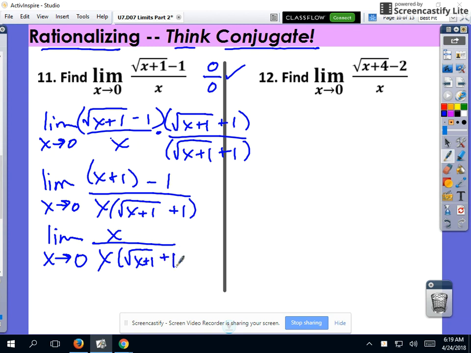Aha. Wait a minute. I think I see what's happening here. We're able to cancel out something else, x and x, just like we did for the factoring. And I believe now we can plug in 0. So limit as x approaches 0 of 1 over, that's 1 plus 1, so 1/2. Again, this would yield some kind of hole because we canceled, and it would just be approaching 1/2 on either side of 0.